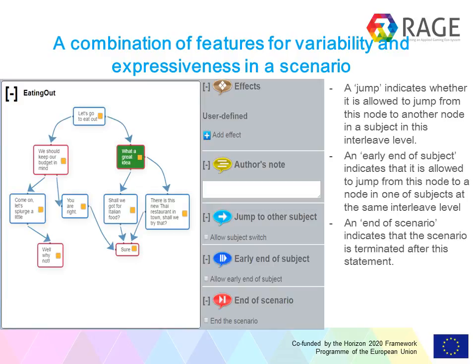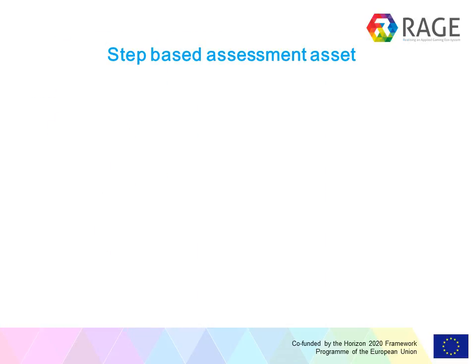Furthermore, you have features like a jump point, which allows you to switch between subjects. You have an early end of subject, which means, let's say for a bad answer, you can end the subject, and you can also end an entire scenario. These all lead to expressiveness.